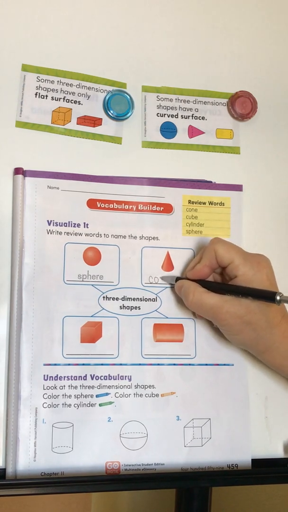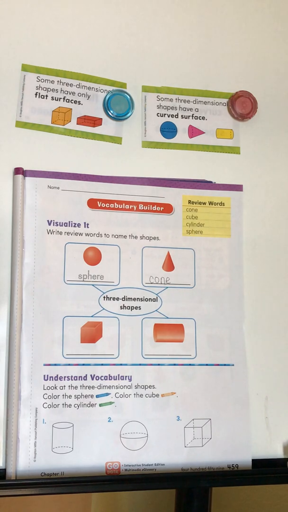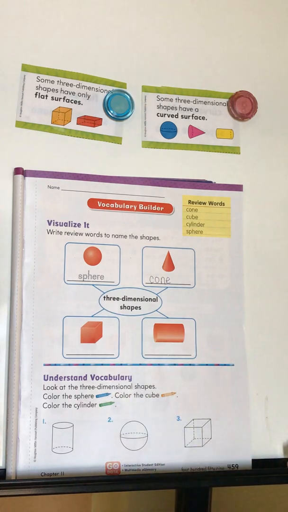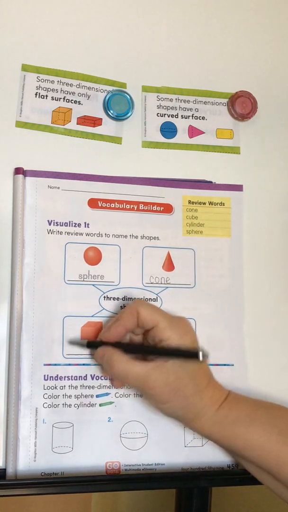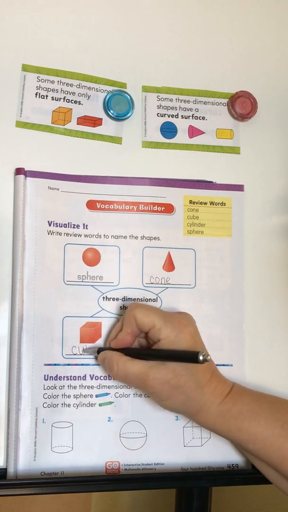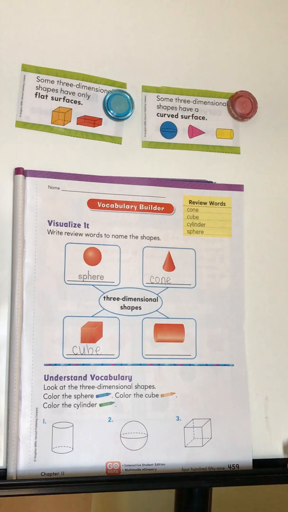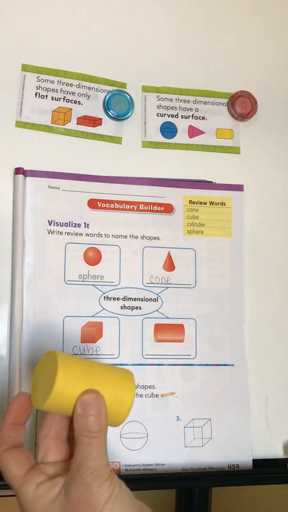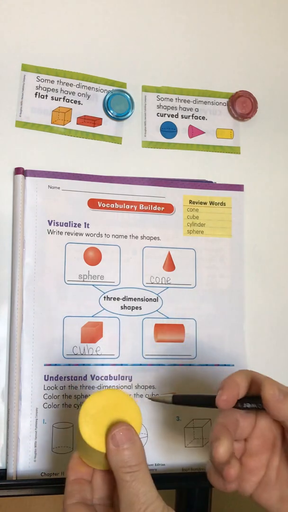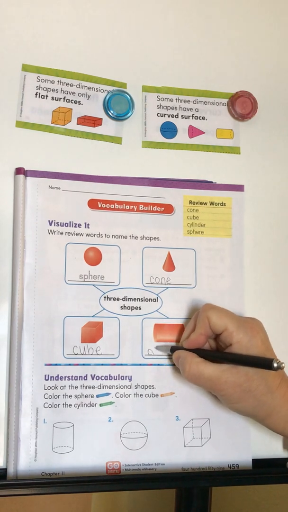O, long O, consonant, silent E. Okay? And if it looks like a square, then that is a cube. Okay? So cube, write that on the line. U, B, U blank E, long vowel. And the last one is a cylinder. Okay? Cylinders are long, kind of like a tube, and they have flat sides. So cylinder, C-Y makes that S sound. Cylinder.